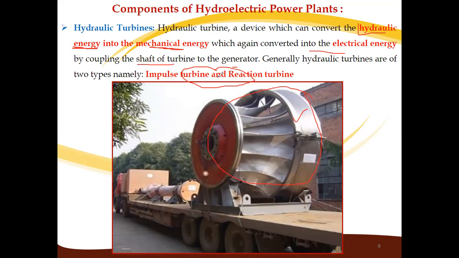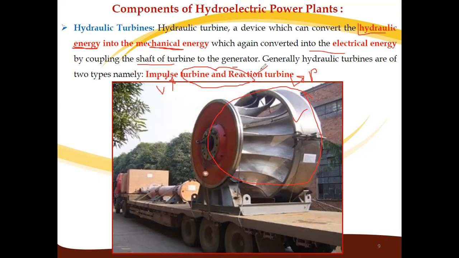This impulse turbine is also called a velocity turbine. The Pelton wheel is an example of an impulse turbine, which works on the principle of the impulse momentum theorem. Another type of turbine is the reaction turbine, also called a pressure turbine. The Kaplan turbine and Francis turbine are examples of the reaction turbine.